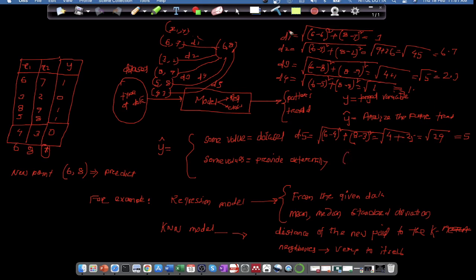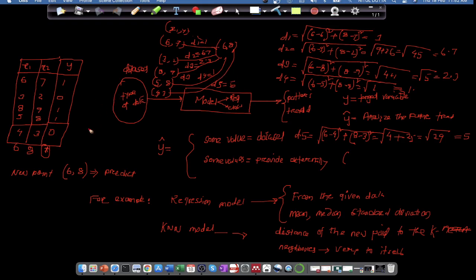So this distance is 1. This distance is 1. This distance is 6.7. This distance is d3, which is equal to 2.3. And this distance d4 is equal to 1, and d5, which is equal to almost 5 point something.